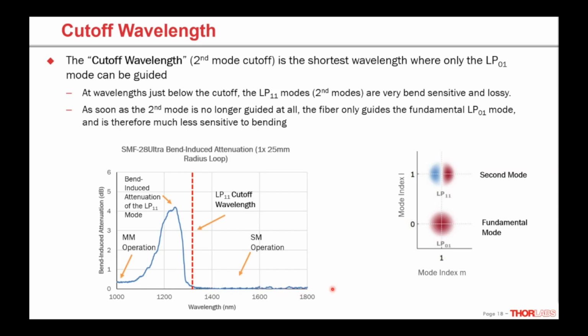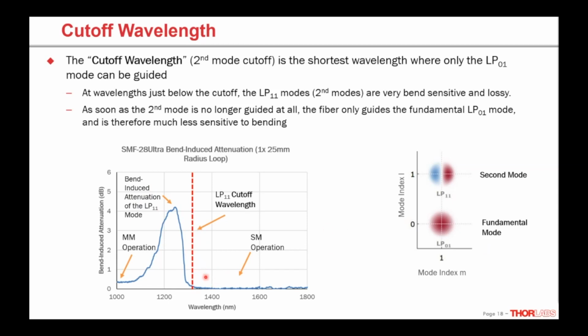And that's because that LP01 mode, as we discussed earlier, is really not sensitive to bending. You don't see a lot of bend-induced attenuation. And that's the only mode that's being guided in the fiber. So that's the only mode being measured by our measurement here. The cutoff wavelength is described as where we have 0.1 dB of loss from that second mode and beyond. So that's really where we think about the single mode fiber only guiding one mode and really being true single mode operation.